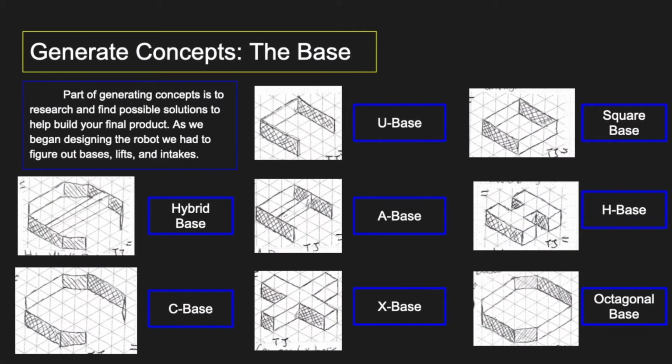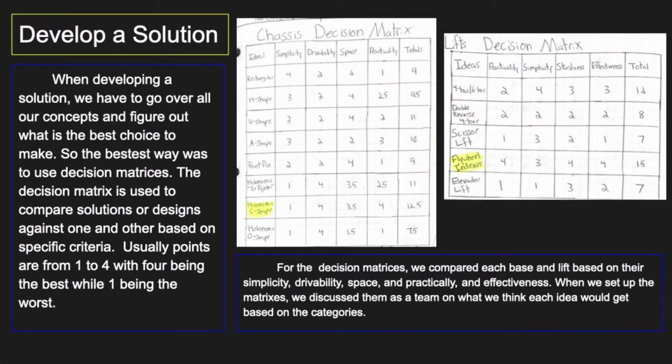For the game, part of generating concepts is to research and find possible solutions to help build your final product. As we began designing the robot, we had to figure out bases, lifts, and intakes. When developing the solution, we would have to create a detailed design solution and detailed technical drawings based on the results from our decision matrices.